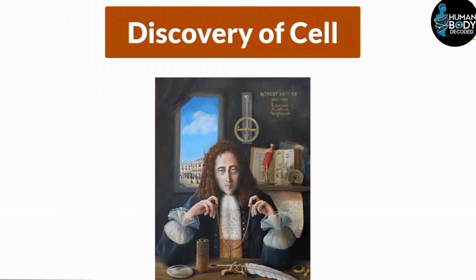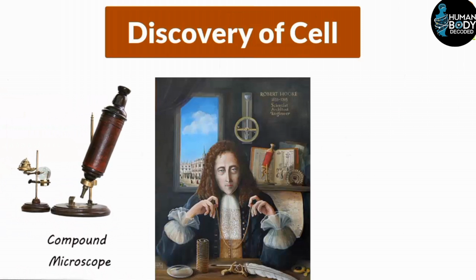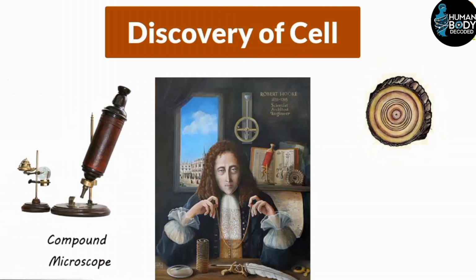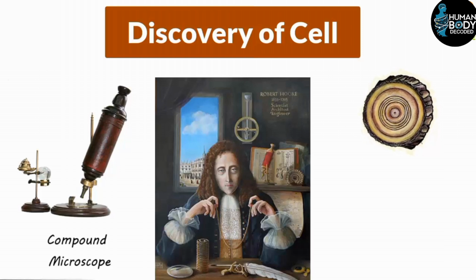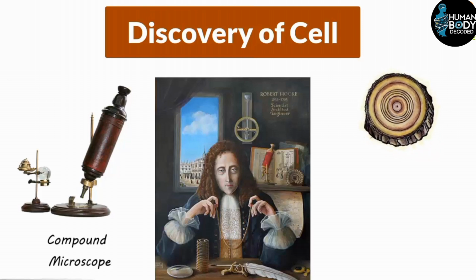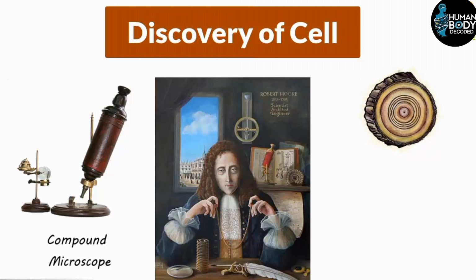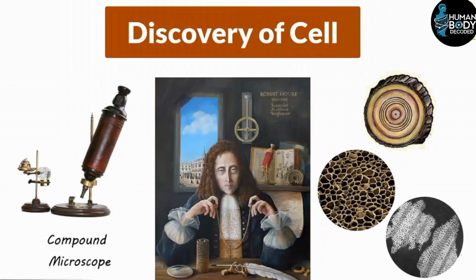In 1665, a scientist named Robert Hooke, who was born in London, was working in his laboratory. He observed a piece of cork using a compound microscope. Cork is a type of wood, often used as a bottle stopper. When he observed the cork under the microscope, he noticed small compartments inside it. He called these compartments cella, which means small rooms. He later concluded that these cells were non-living because there was no movement within cells.